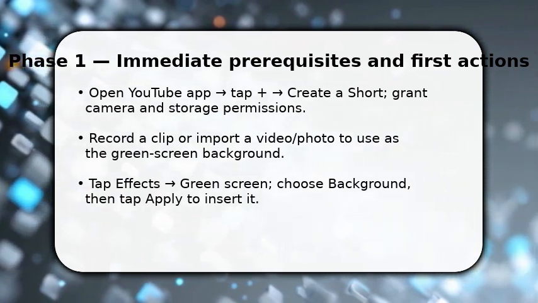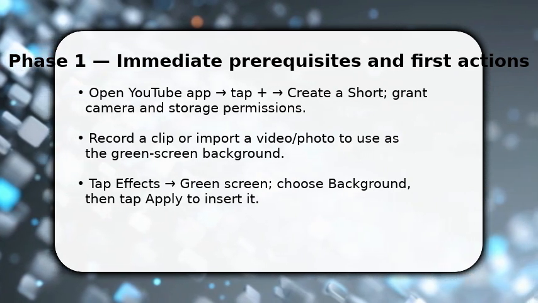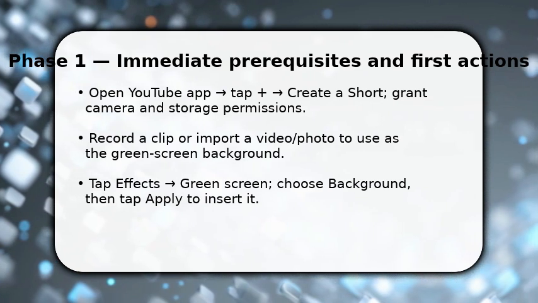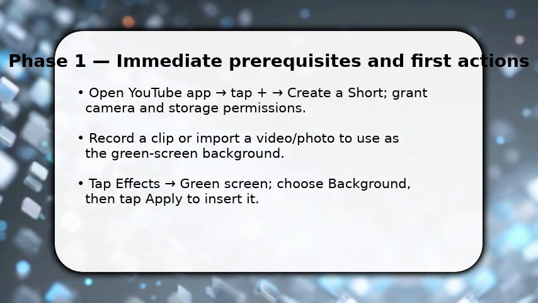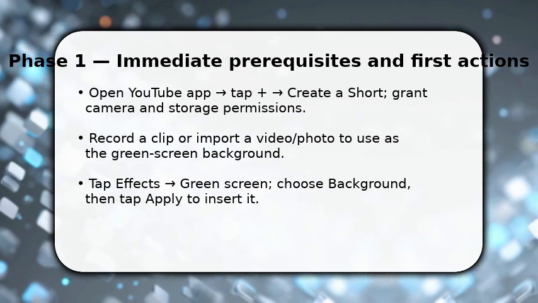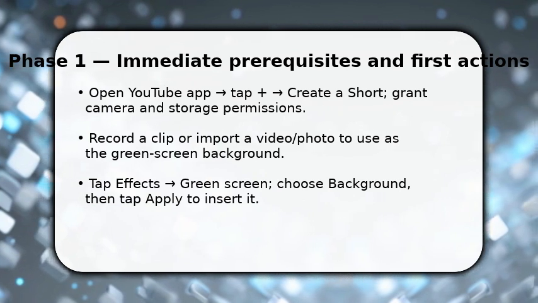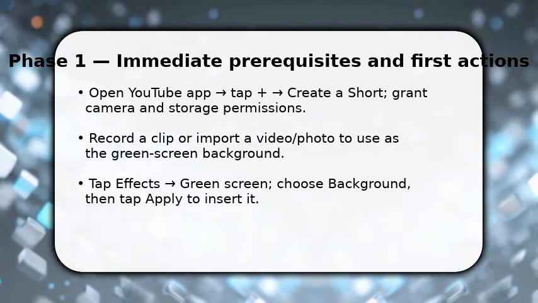Next, record your foreground or import the clip you want to use as background. Now tap Effects, select Green Screen, and pick the photo or video background from your library. Once done, you'll see the background replace the green area. Make sure your foreground contrast is clear so the tool detects edges properly.